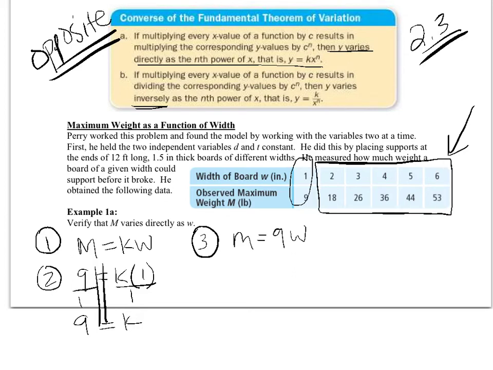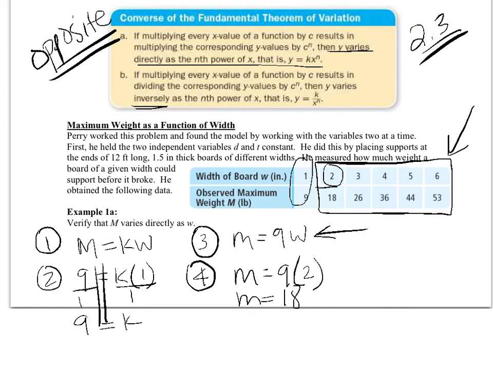Now in step 4, we're going to see if all the rest of these data points in this table work for that variation equation. So we're going to test them. So if we take the next one, width equals 2, our m should be 18. And that's what it is here. We'll test the next one. If width is 3, we're checking the 3. M should be 27, and we get 26. It's pretty close. It just has to be pretty close.